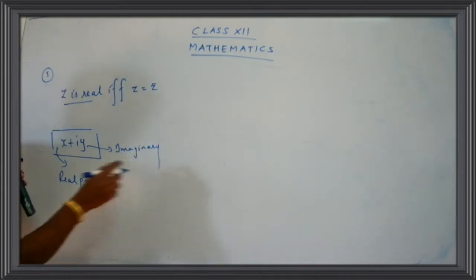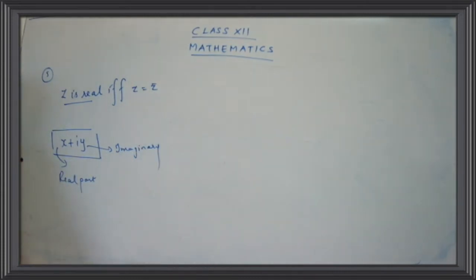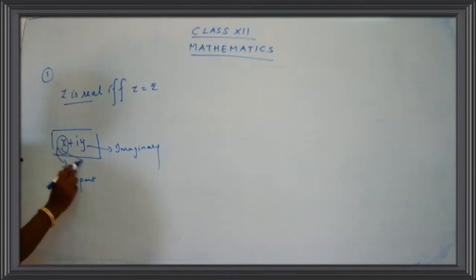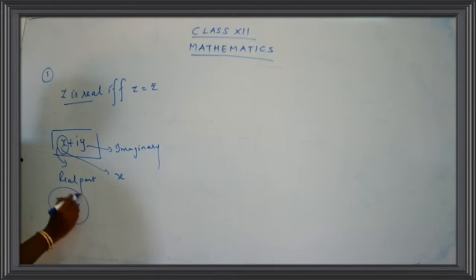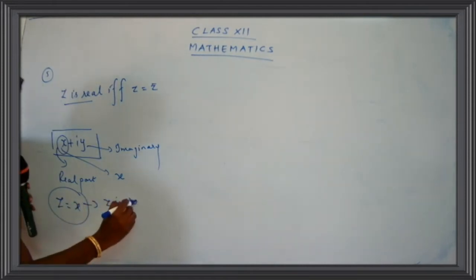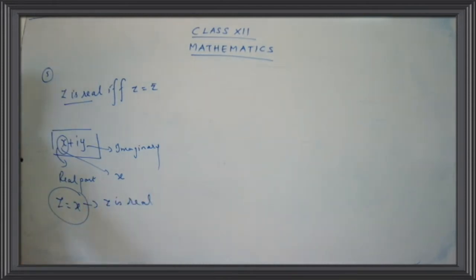Yes, good. Now here the question is to prove that Z is real. That means you have to get the value for Z as x. If you get the value for Z as x, you can say that the number is real. Are you getting my point children? You call Z as real when the value for Z is x. That is, it contains only the real part.